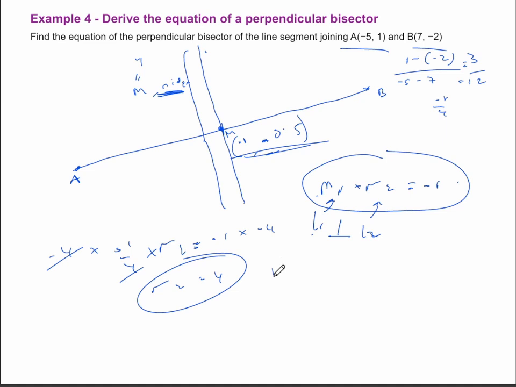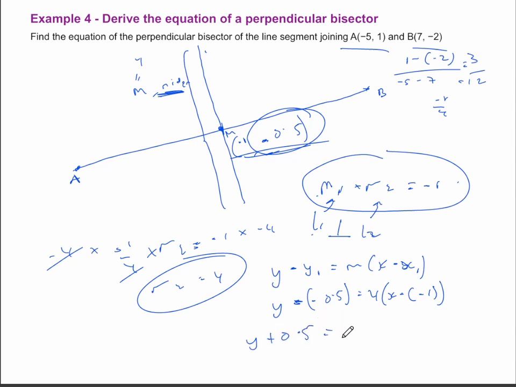And so we can write it as y minus y1 equals m times open bracket x minus x1, which is the easiest format. y stays as y, and y1 is the y coordinate of the point on the line, which is negative 0.5. So y minus negative 0.5 equals m, the gradient, which is 4, open bracket x minus the coordinate, which is negative 1. You end up getting y plus 0.5 equals 4 times x plus 1.